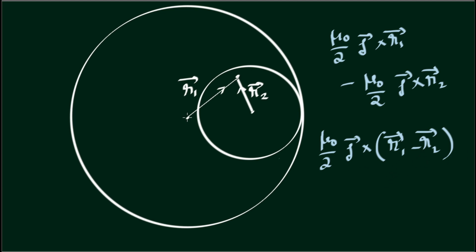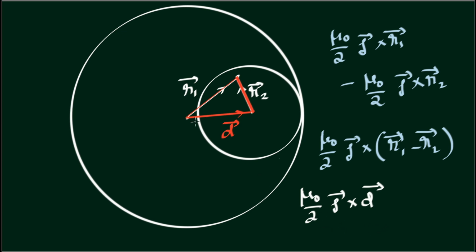But take a look. This is R1 and this is minus R2. So R1 minus R2 is going to be this vector from the axis of the full cylinder to the axis of the cavity. Let's call it D. So the magnetic field is mu naught by 2 J cross D. And interestingly, it is independent of the point inside the cavity. Everywhere inside the cavity, it's a uniform magnetic field.